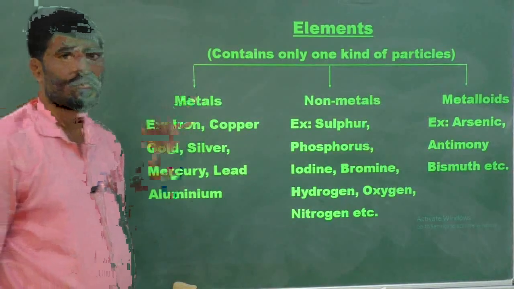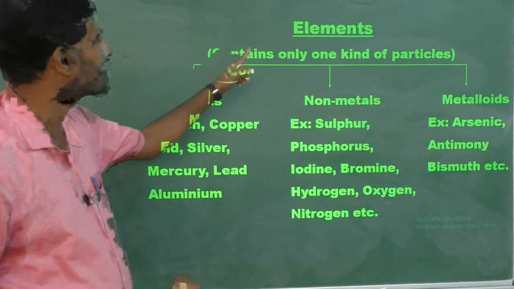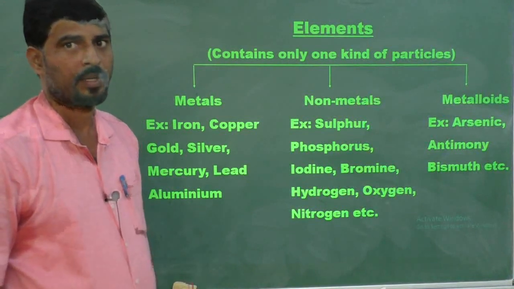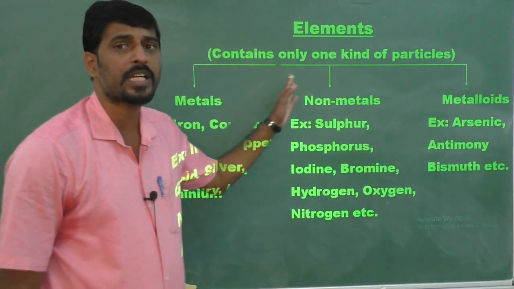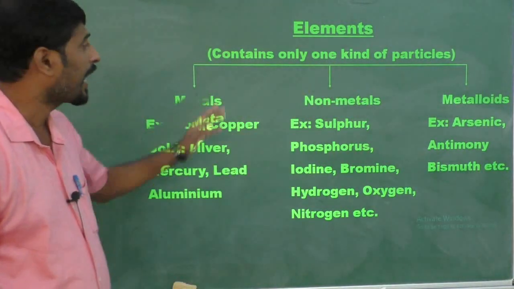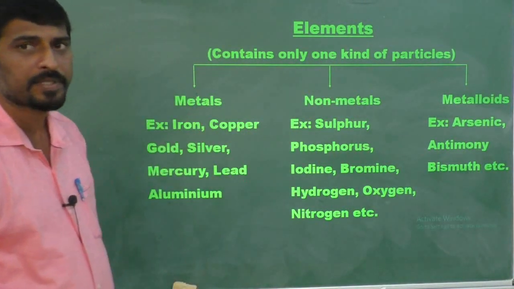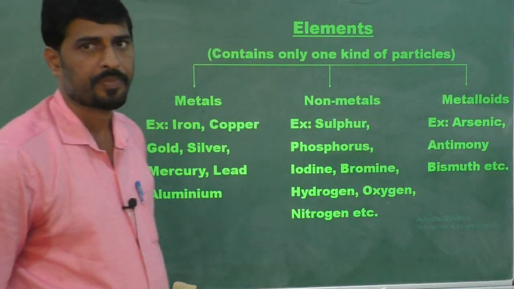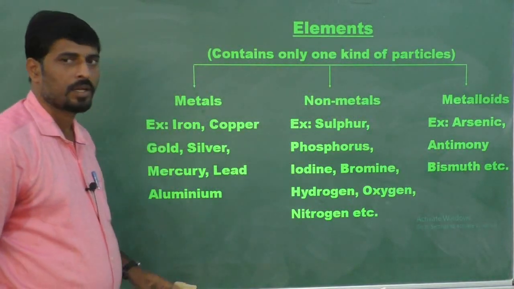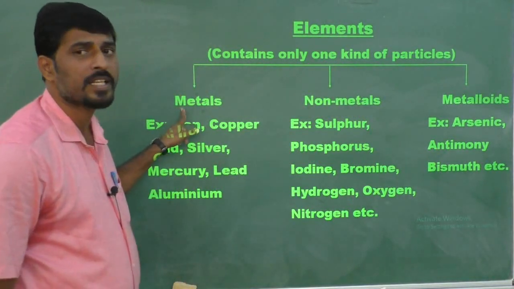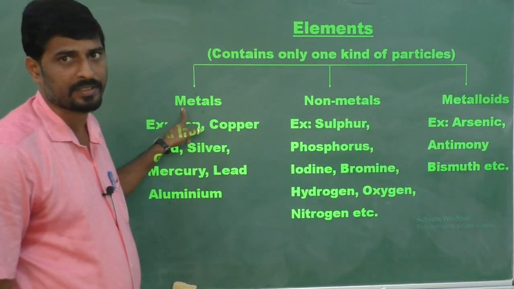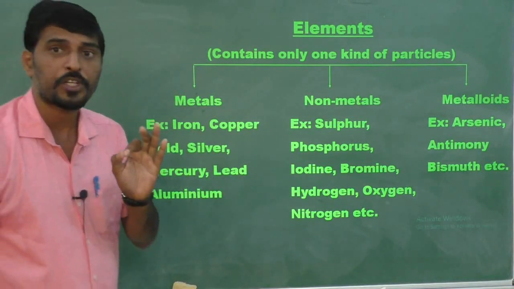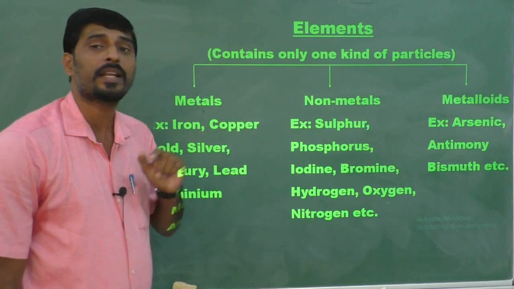Let us discuss elements and compounds in detail. Elements are those substances which contain only one kind of particle. Based on their chemical nature, elements can be classified into three types: metals, non-metals, and metalloids. Metals are those substances which reflect light, and hence have a lustrous, that is shining, property. Why do metals reflect light?